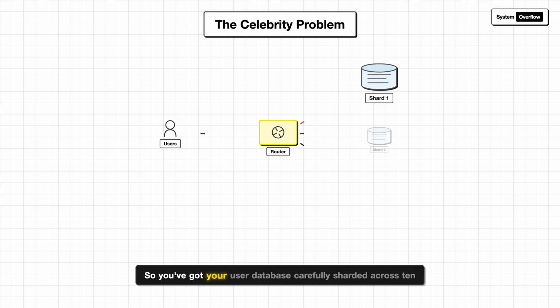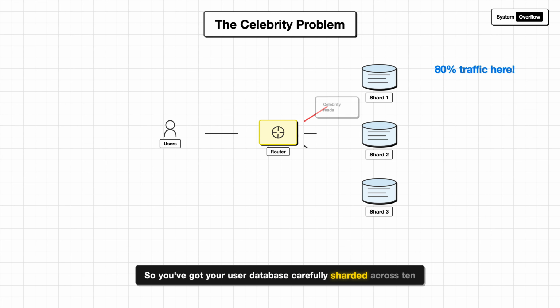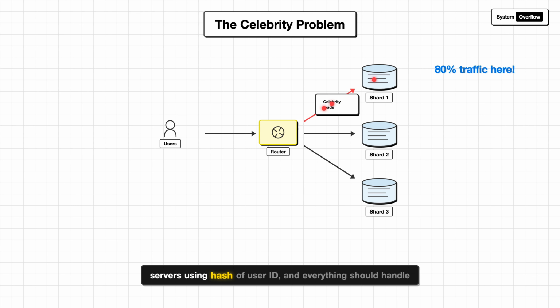So you've got your user database carefully sharded across 10 servers using hash of user ID, and everything should handle 10% of traffic each. But then a celebrity with 50 million followers tweets, and suddenly 80% of your reads are hammering whichever shard stores that celebrity's account.